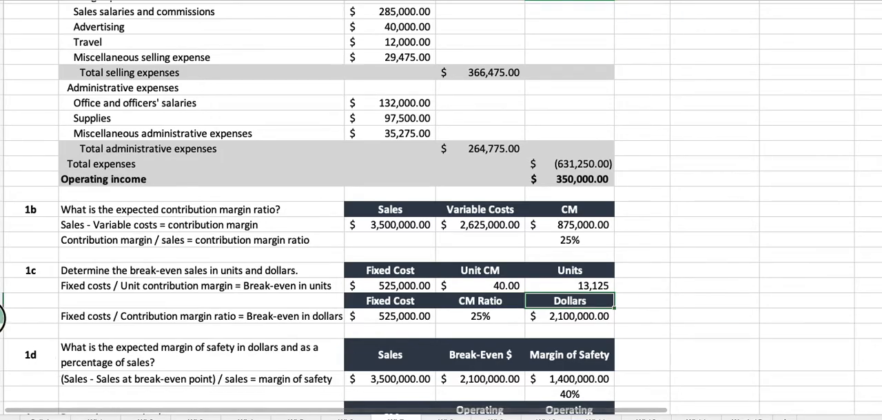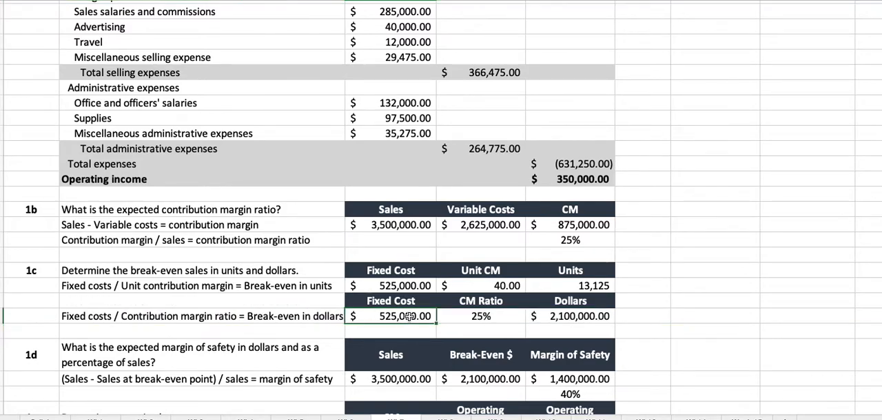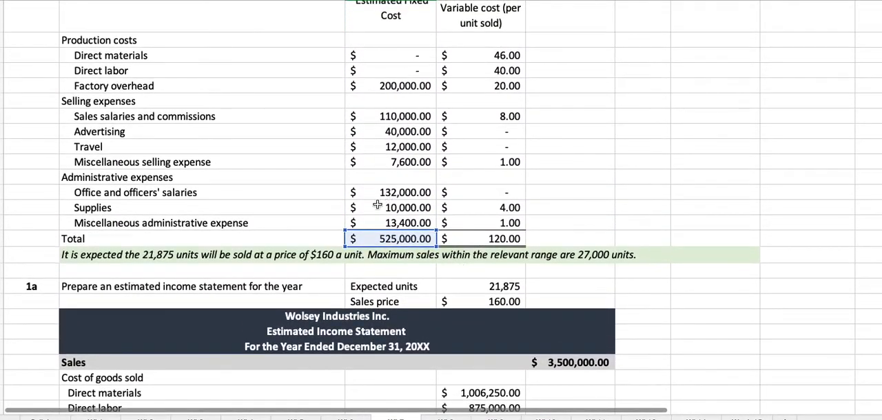Now we're going to calculate the break even in dollars. So again, we're still going to start with the fixed cost, but then we're going to divide it by our contribution margin ratio, which we just calculated. So our fixed cost, we've seen this before, that came from above, right here.